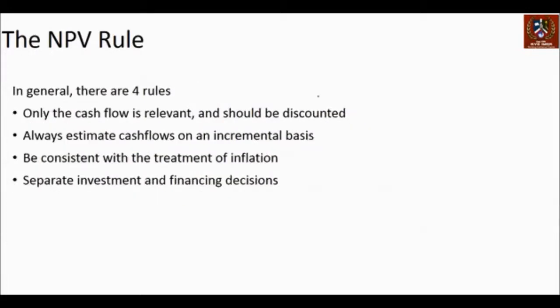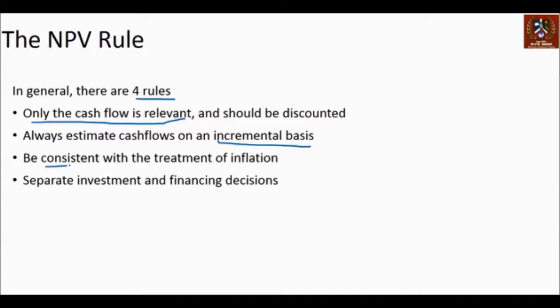There are broadly a set of 4 rules. The first one: only the cash flow is relevant and should be discounted. We're not looking at accounting income, we're looking at only cash flows. What are those cash flows? We will look at those. Always estimate, that's the second one: always estimate cash flows on an incremental basis. So only the cash flow is relevant, then the incremental basis is what is required. What do we mean by that? We will look at examples of this.